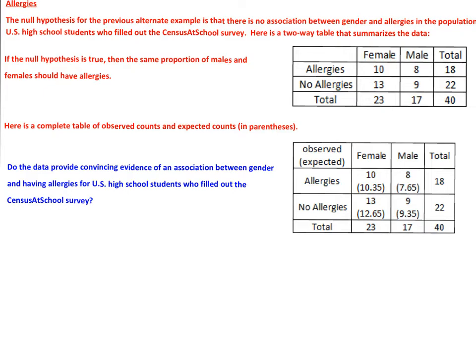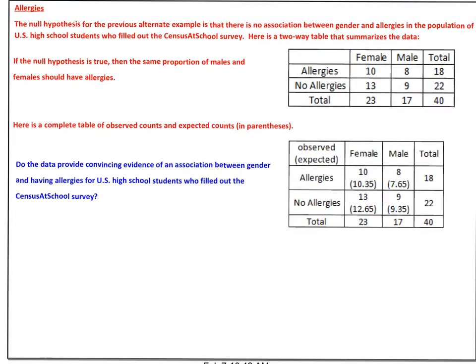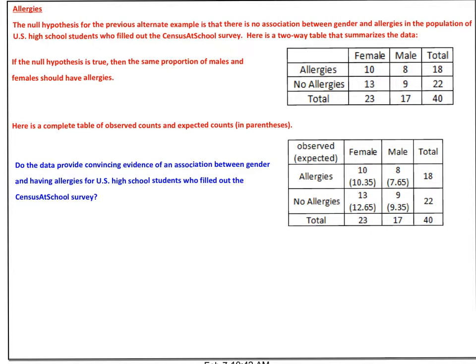This is actually some data that we looked at in Chapter 5. I didn't put all the context with it, but the sample came from one single SRS of 40. When you come across that, it would be a red flag that this is a test for association. Actually, I think I call it the test for independence, but remember you can use those interchangeably.